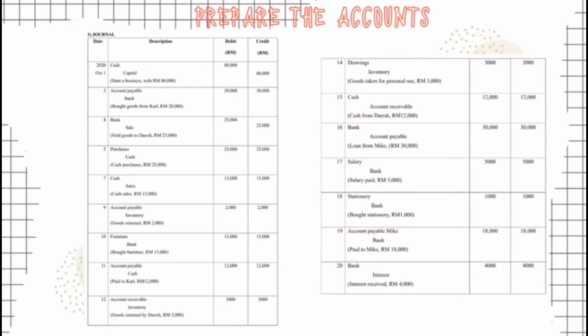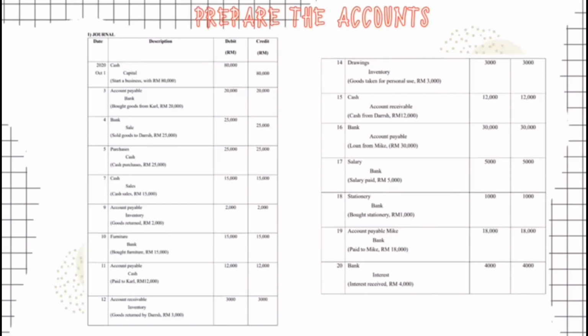On 15 October 2020, cash is 12,000 ringgit in debit and account receivable 12,000 ringgit in credit. On 16 October 2020, bank is 30,000 ringgit in debit and loan 30,000 ringgit in credit. On 17 October 2020, salary is 5,000 ringgit in debit and bank 5,000 ringgit in credit. On 18 October 2020, stationery is 1,000 ringgit in debit and bank is 1,000 ringgit in credit.